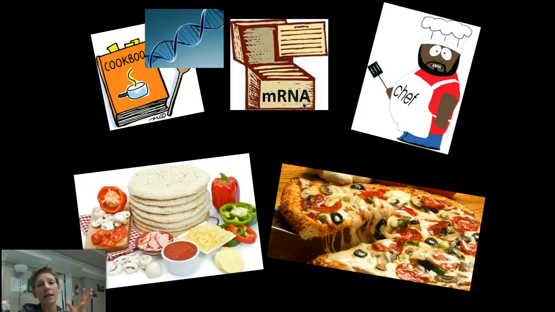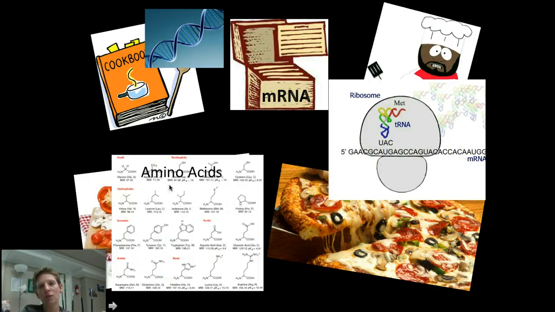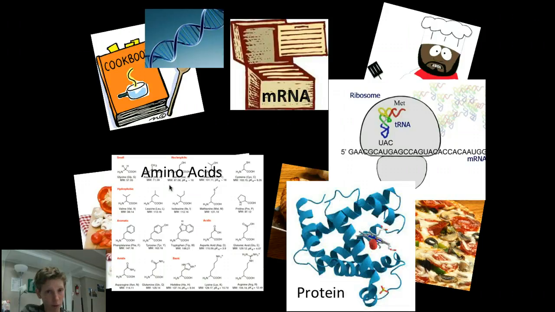And then in the cell, there is a specific part of the cell that reads the mRNA, and that's called the ribosome. The ribosome reads the mRNA, and while it's reading, it gathers the ingredients, which are specific molecules called amino acids. It gathers them and organizes them in a specific way that's defined by the mRNA to make your final product, which is protein. So this analogy just works perfectly.